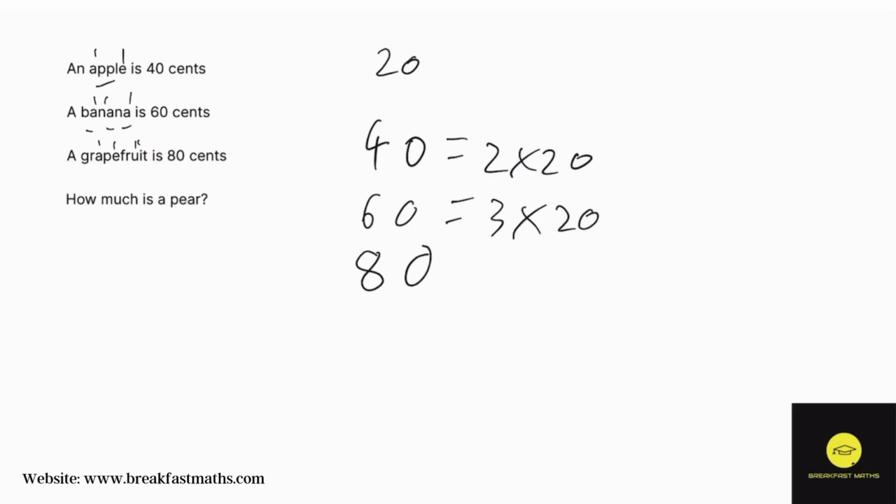Now, for each vowel that is within the word, so in apple we've got 2 vowels, A and E, and then banana we've got 3 A's, and then grapefruit we've got the A, E, U and I. However many vowels there are within that word is 20 times that number. So for this one, pear, we've got an E and an A, so that would be 2 times 20, so I reckon that is going to be 40 cents for this question.